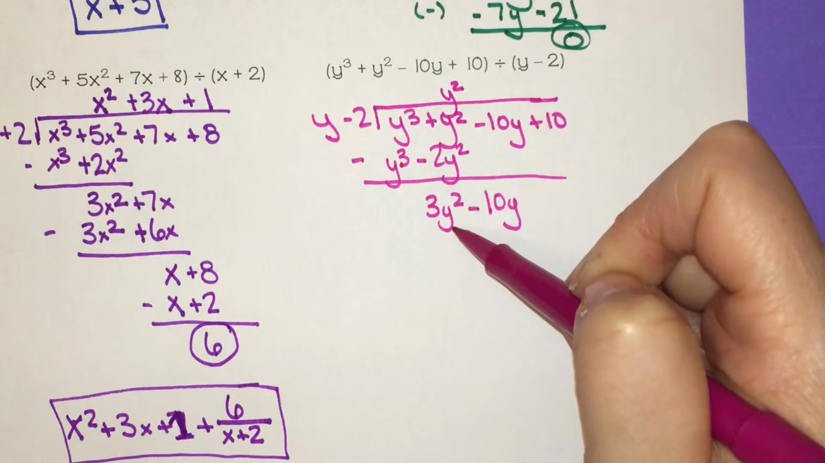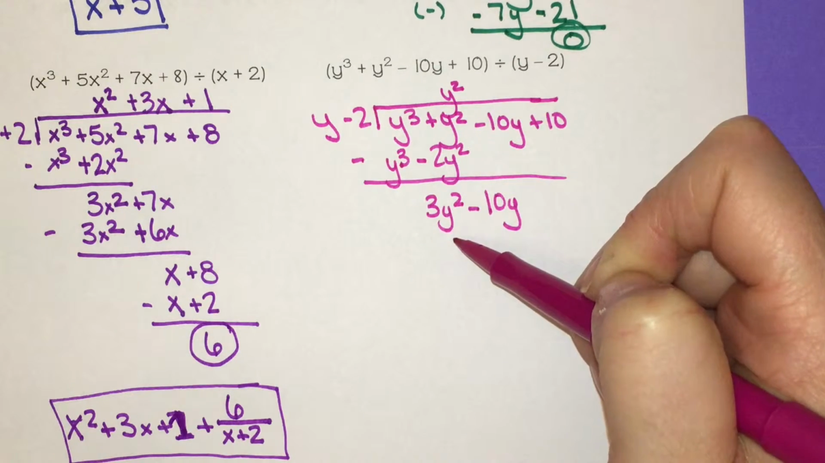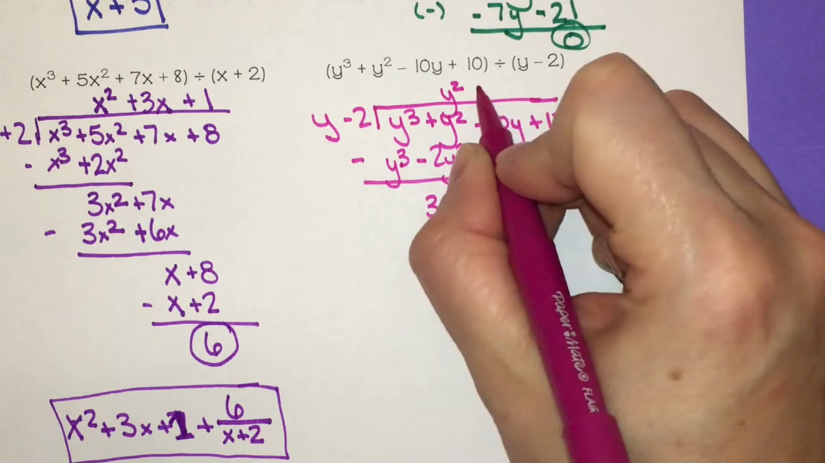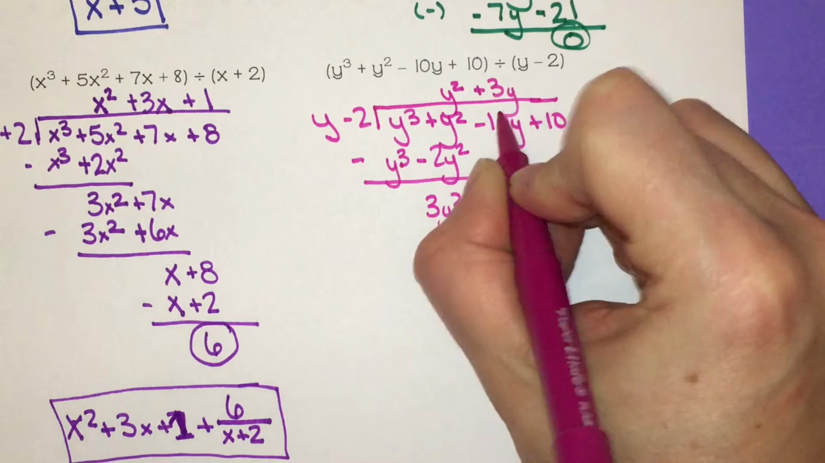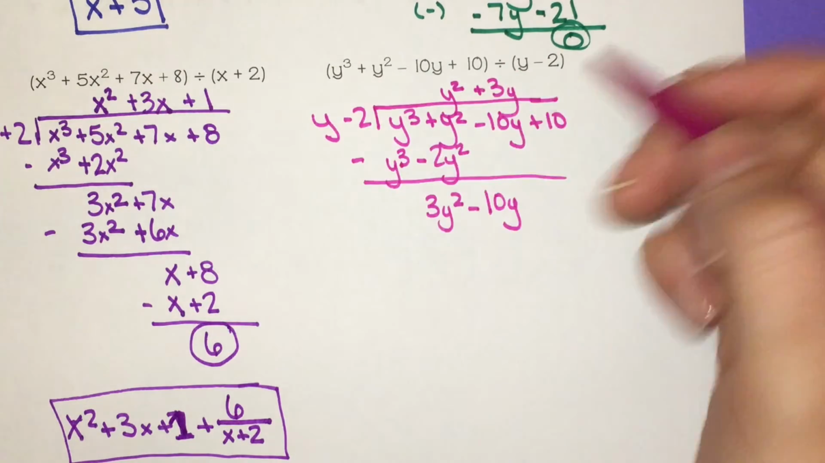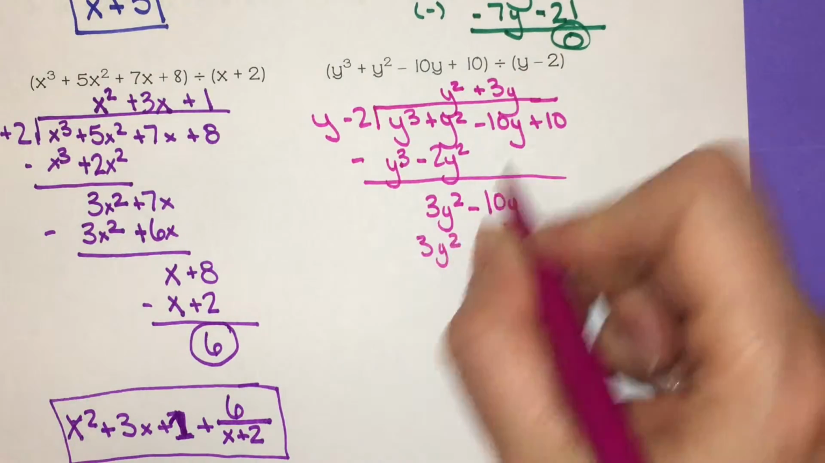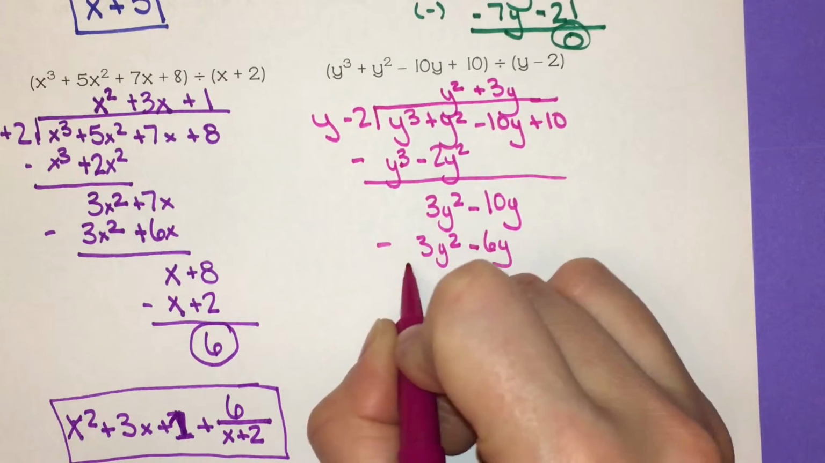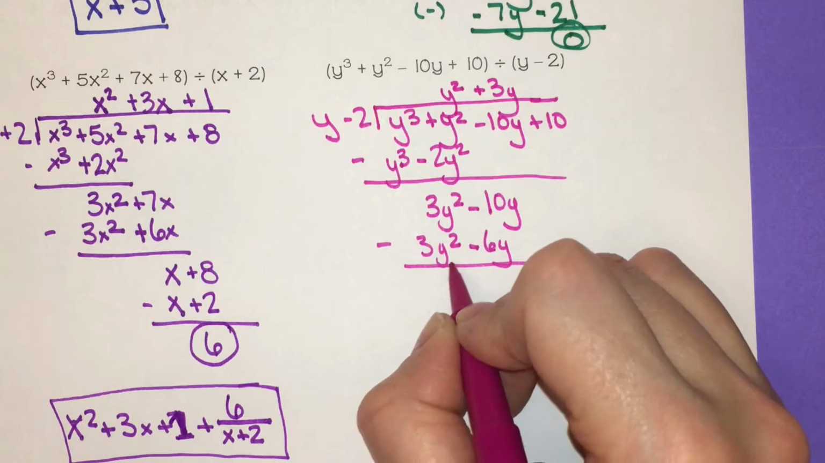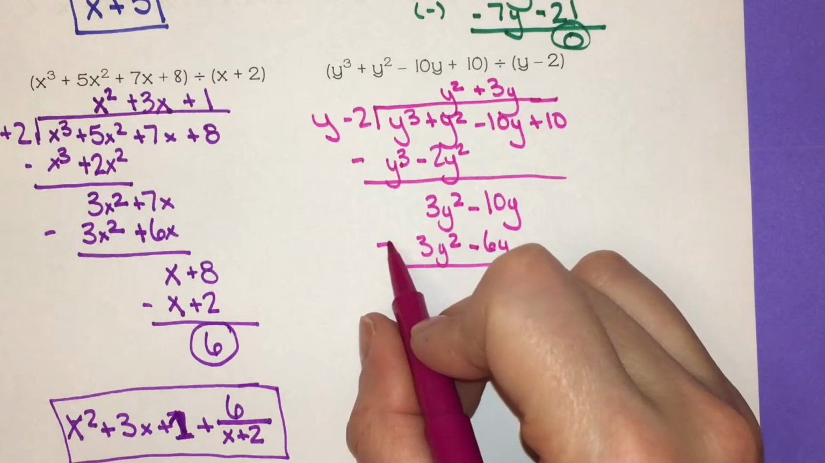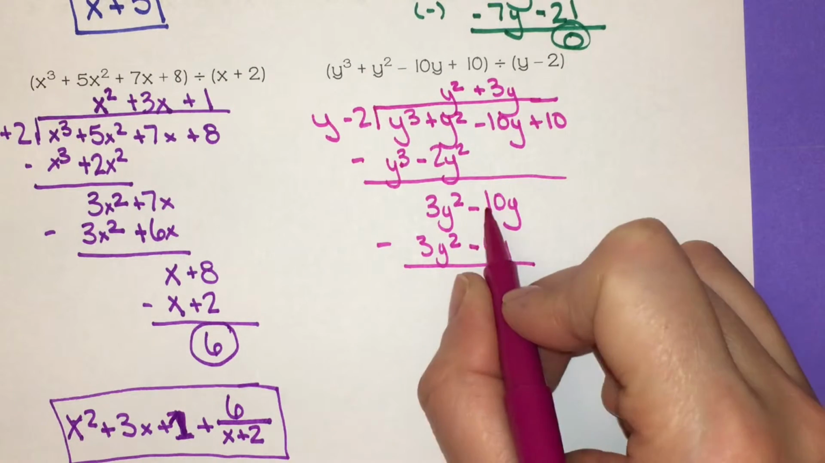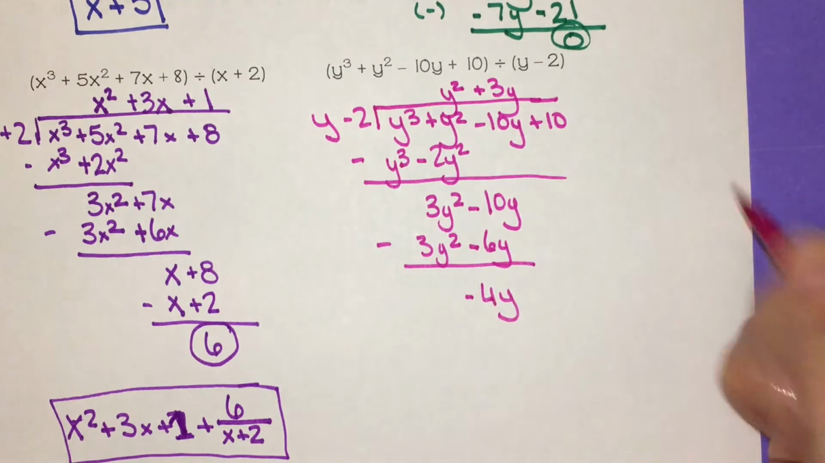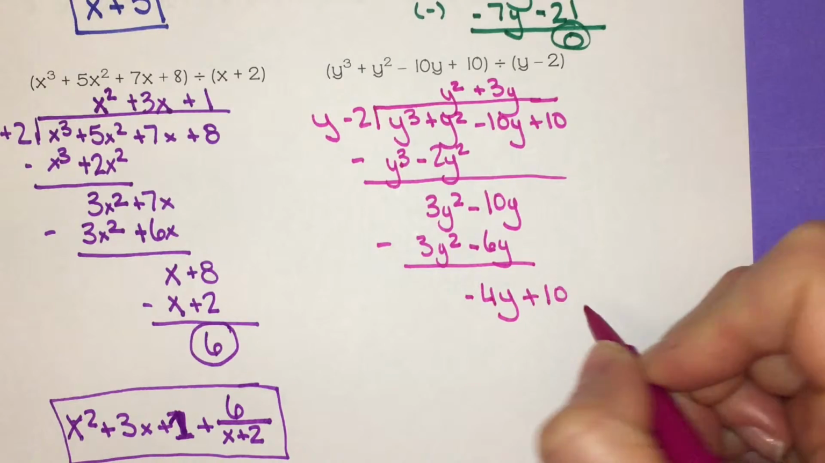All right, what do you multiply y by to get 3y squared? Well, positive 3y. 3y times y is 3y squared. 3y times negative 2 is negative 6y. We're going to subtract. 3y squared minus 3y squared is 0. Minus a negative is plus a positive. So negative 10y plus 6y is negative 4y. Bring down that plus 10.